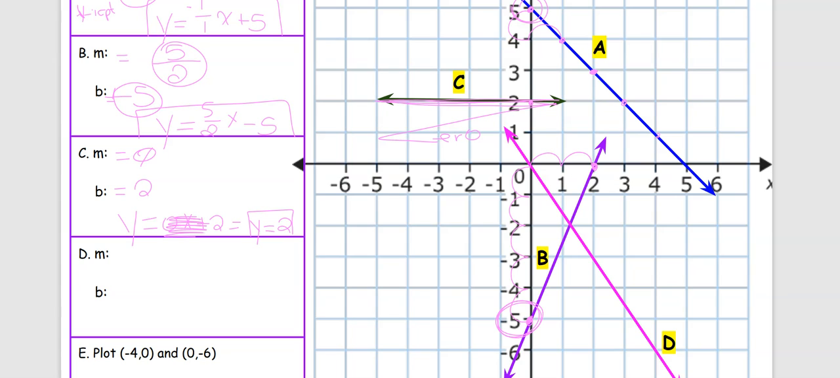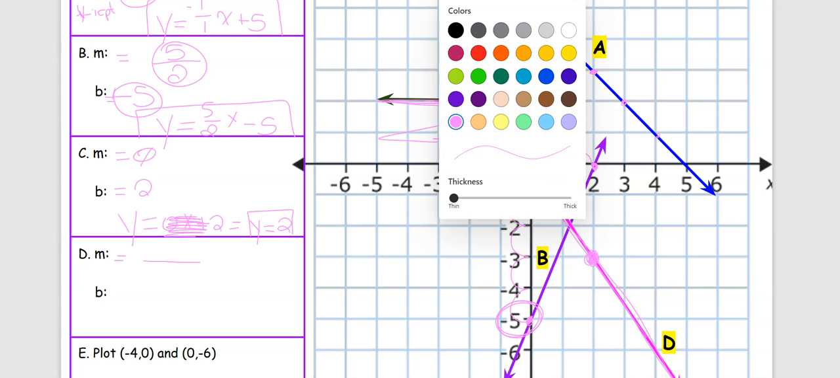Now let's look at our line D. That's this one, that's fuchsia that goes down. Because it's going downwards from left to right, I know it's a negative slope. I can use this point at the origin that it crosses, and I'll use this point at the intersection down here. So I know my slope is going to be negative something over something. Let's see what it is.